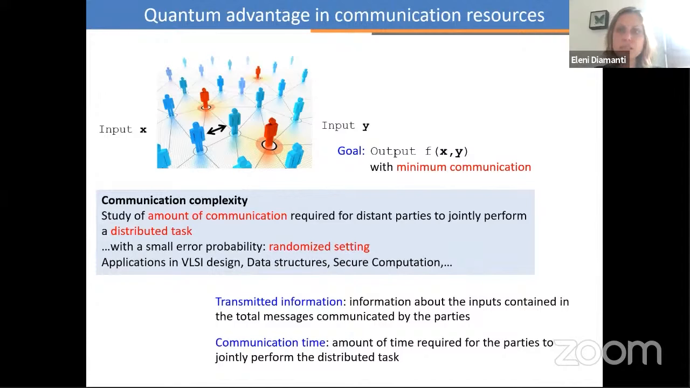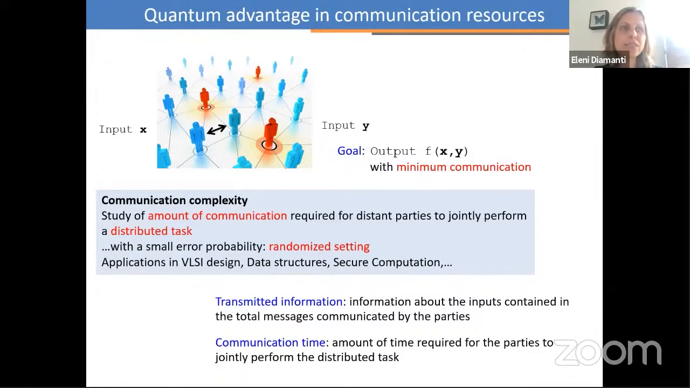And why am I saying this? This is not the same thing, right? For example, if I send to Bob the same message all the time during our communication, independent of the input, then the communication time is going to be the same, but the transmitted information is going to be 0. So it's important to clarify that there is a difference between these two.